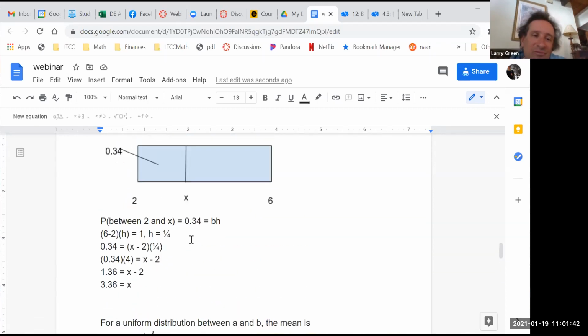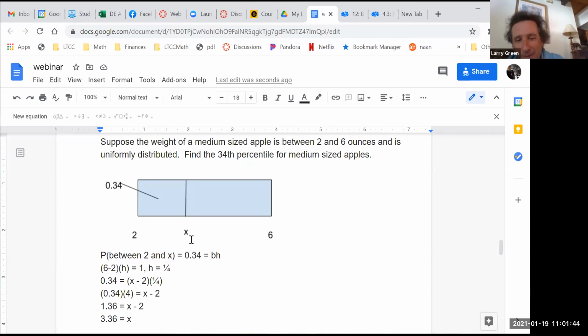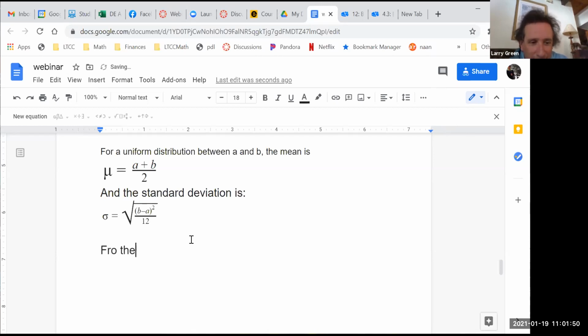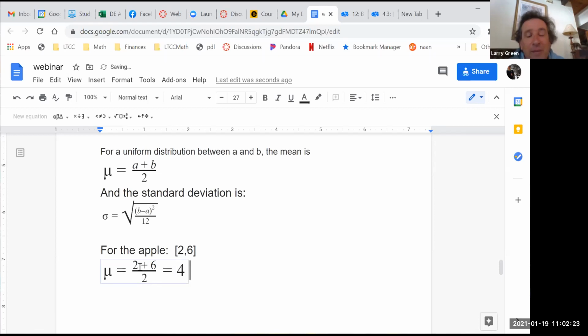Let's find the mean and standard deviation for this example where you had between 2 and 6. It's not hard. For the apple, remember the apple was 2 to 6. A was 2, B was 6. 2 plus 6 is 8, over 2 is 4, which is obvious because the middle of 2 and 6 is 4, right?